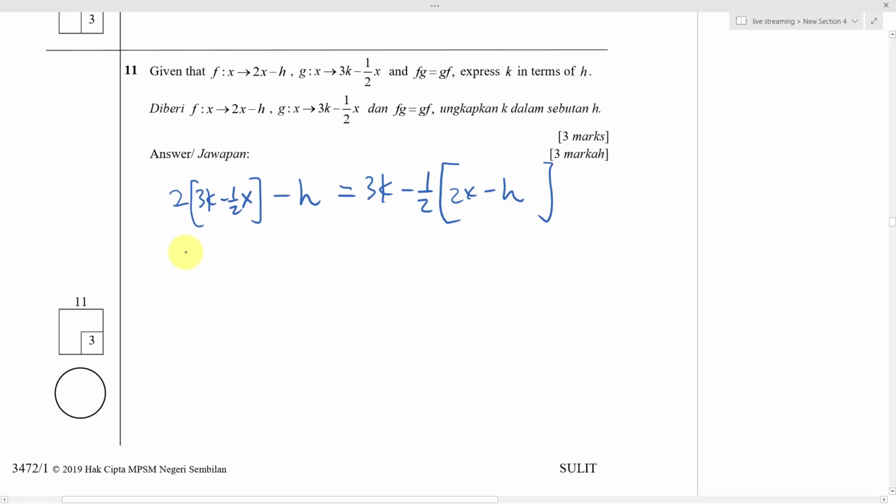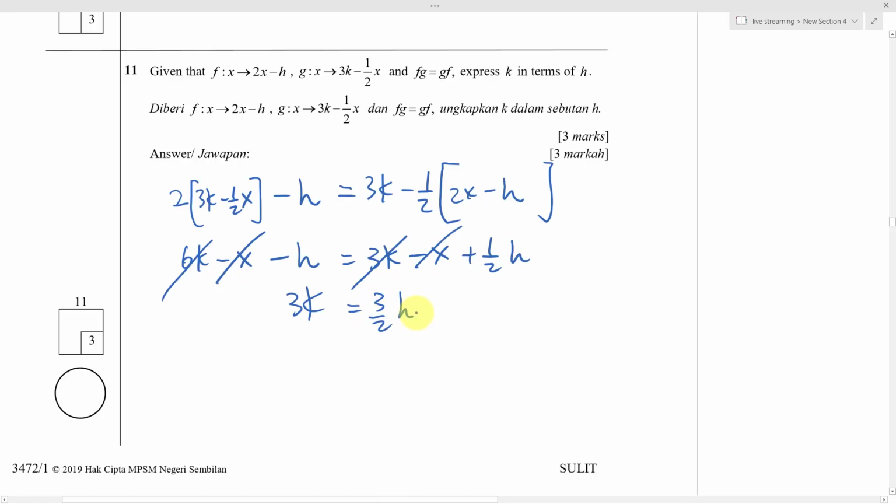Then I solve this one, which is 6k minus x minus h. Express k in terms of h. This one should be 3k minus x plus half h. Luckily the x terms cancel, because just now I was wondering why I didn't have an x. I want to make k the subject, so minus 3k, and plus h, so it will be 3 over 2 h. So k equals half h.